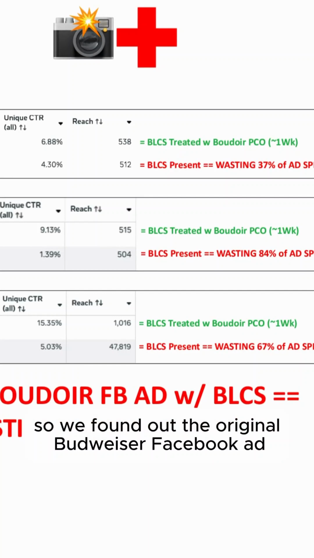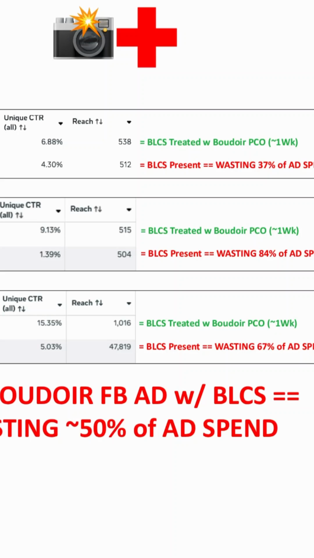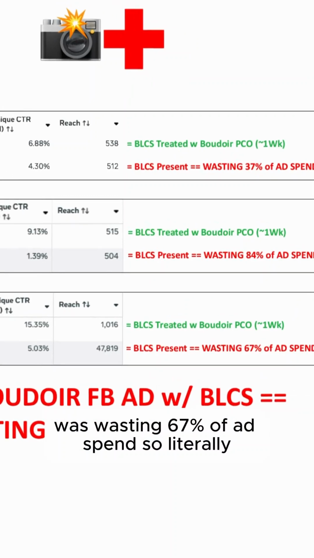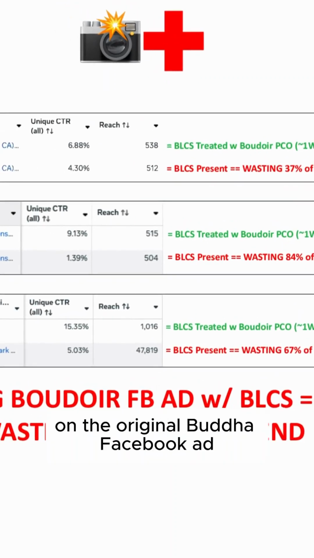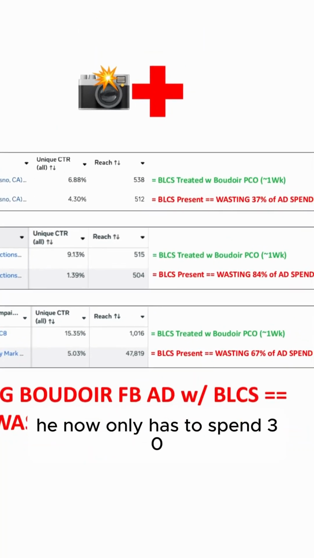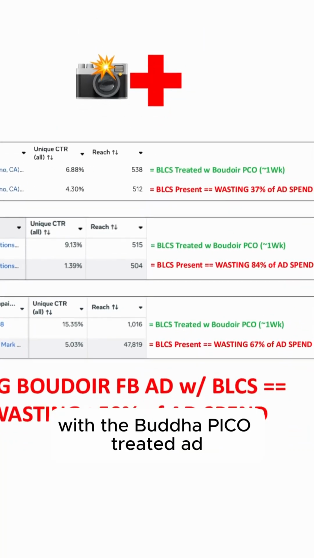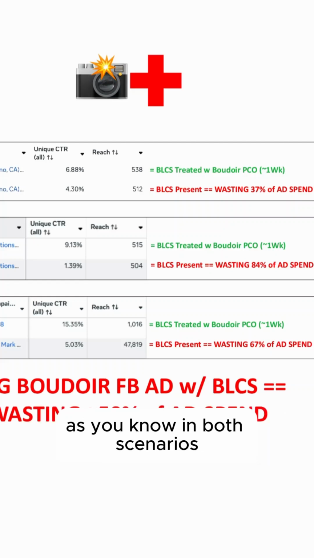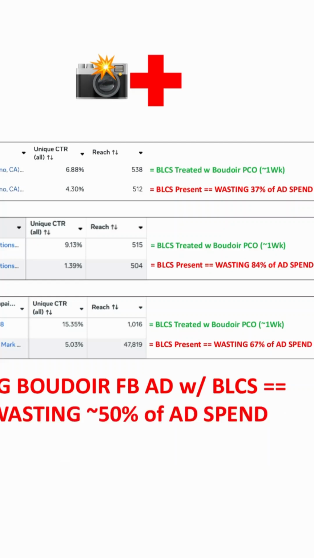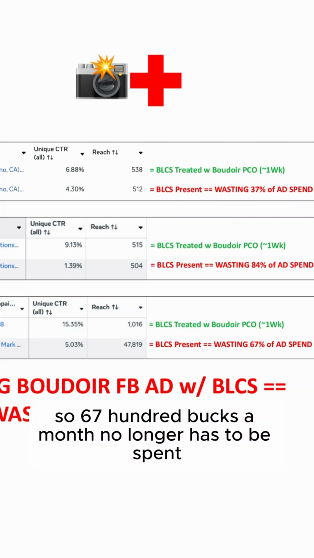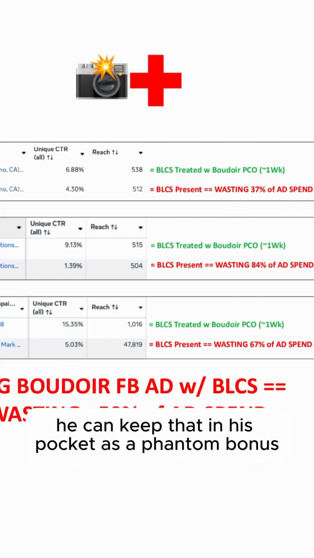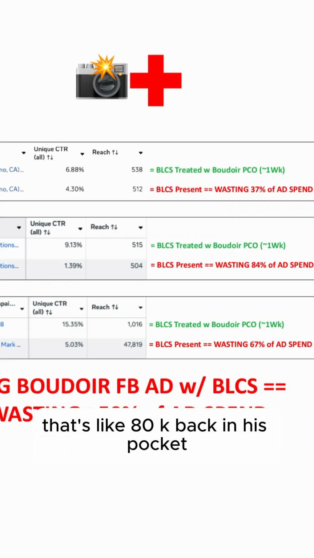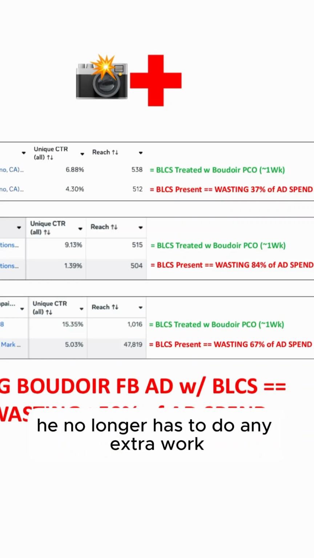So we found out the original Boudoir Facebook ad was wasting 67% of ad spend. So if he spent 10 grand a month on the original Boudoir Facebook ad, he now only has to spend 3,300 bucks a month with the Boudoir PICO treated ad to get that ad into the same number of women's brains in both scenarios. So 6,700 bucks a month no longer has to be spent. He can keep that in his pocket as a phantom bonus, and that's perpetual. Over the next 12 months, that's like 80K back in his pocket, and he no longer has to do any extra work.